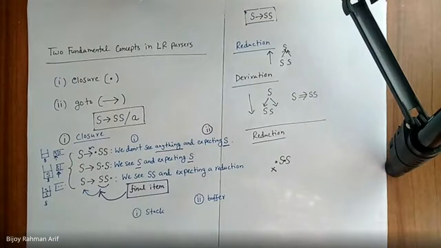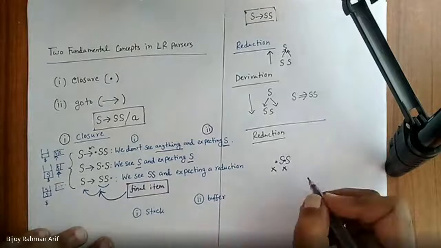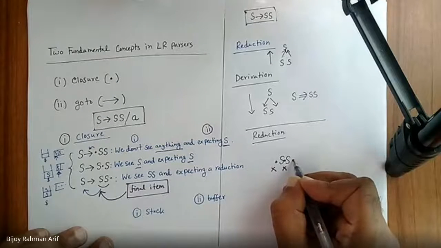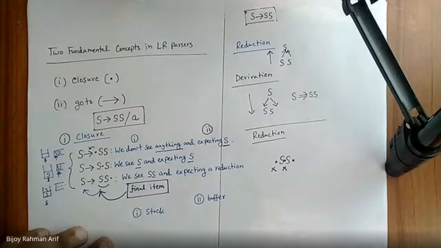No, because I have seen only one S. I require two S. So whenever we are in the middle, we cannot reduce. But whenever the closure operator is at the end, that means I have already seen two S, and these two S are inside my stack. So definitely I can reduce right now.